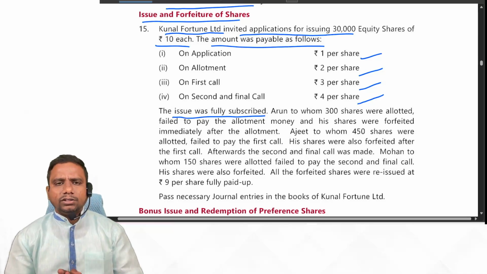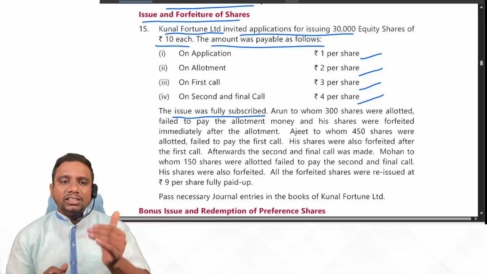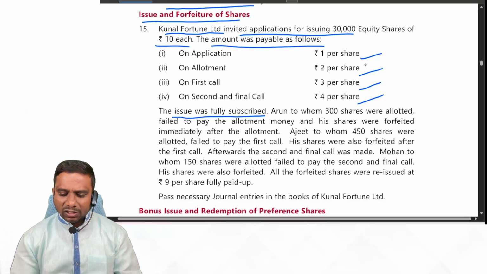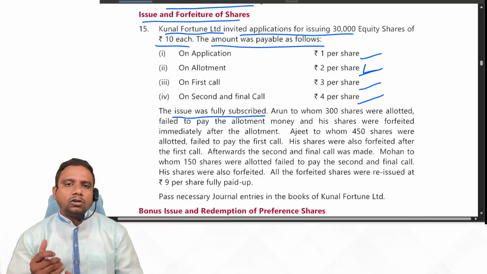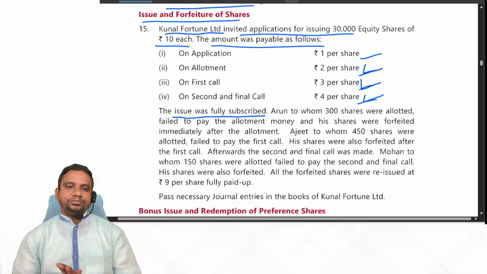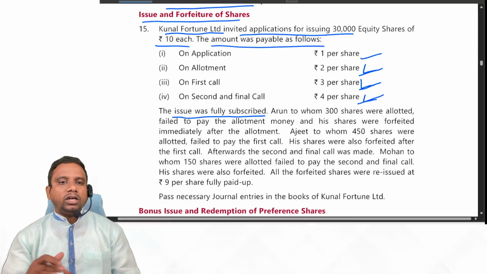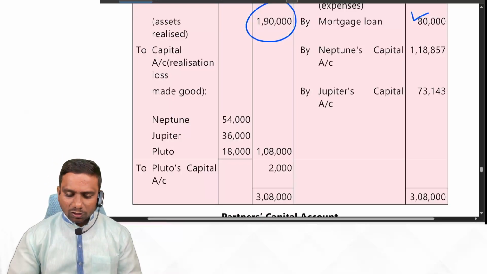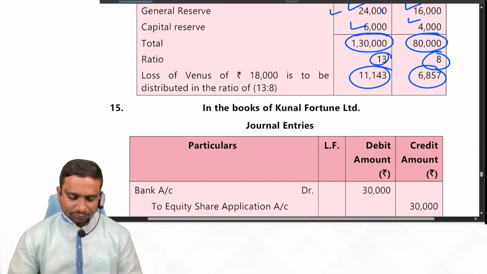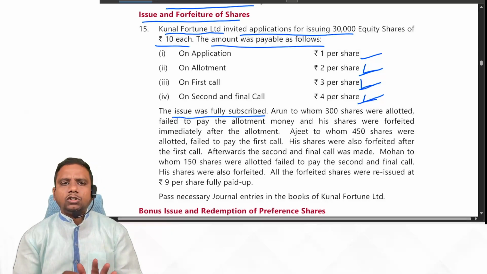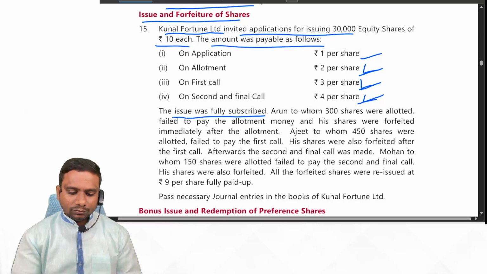So what is the entry we record first? What is the sequence of entries we have to record? First, receipt of application money. Now transfer that application money to capital. Second, allotment amount due. Now receipt of allotment amount. Next, first call amount due. Next, receipt of first call. Next, second call amount due. Receipt of second and final. So how many installments we have? 4 installments. For each installment we have to write 2 entries. 4 into 2, 8. First locate application and allotment. So here the subscription is full subscription. Fortunately, we don't have any over subscription. Okay.